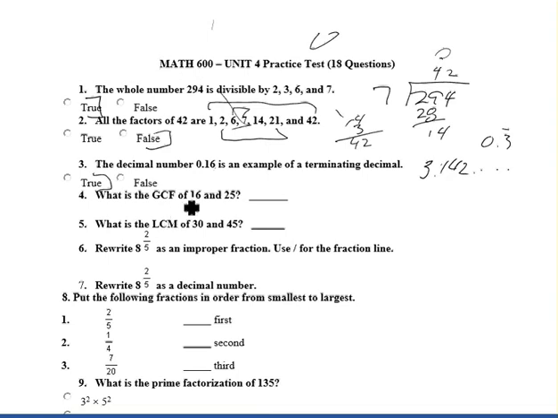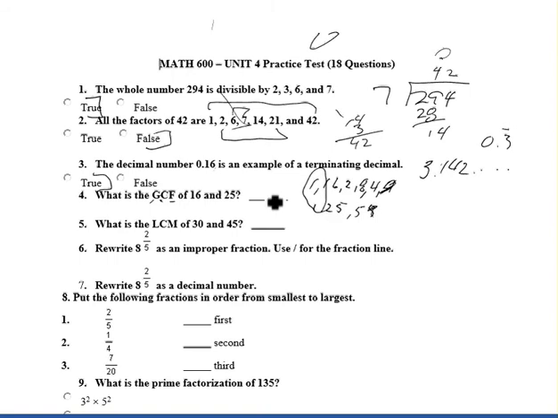What is the greatest common factor? It's a factor, it's common to both, it's in both 16 and 25, and it's the biggest number. Factors of 16 are 1, 16, 2, 8, and 4. Those are all the factors. For 25, it's 1 and 25, and 5 and 5. So the only common factor is 1. So I'm going to put a 1 there.